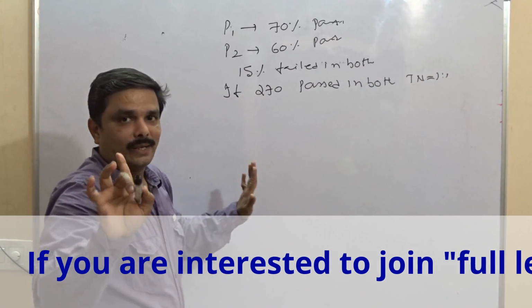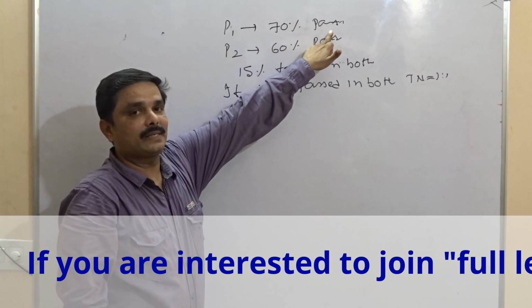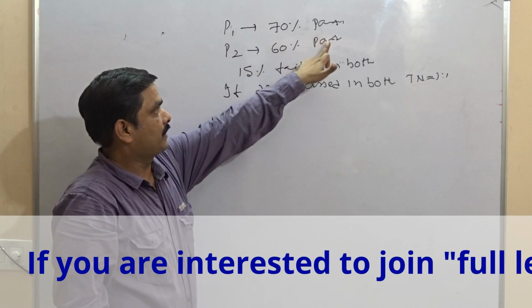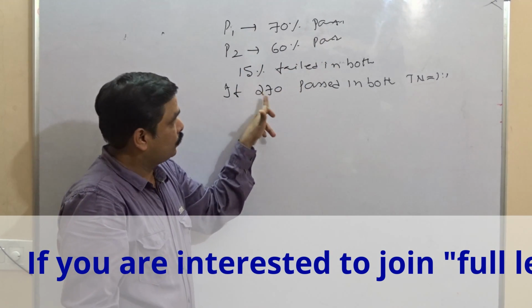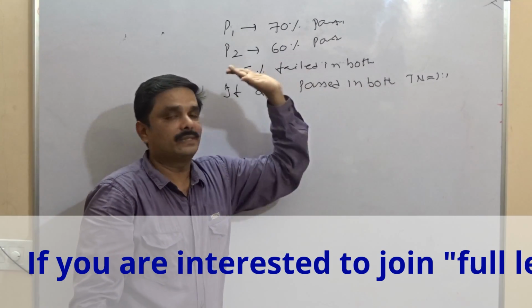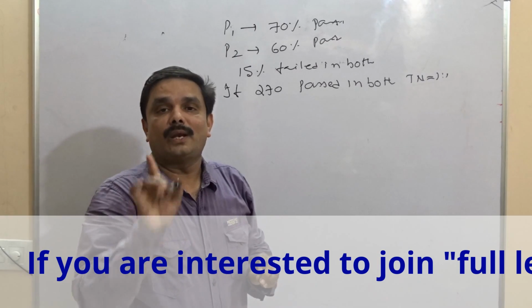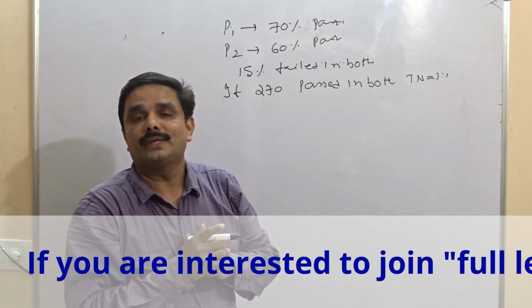Right? I just read out the question for you. In an examination, in paper 1, 70% passed. Paper 2, 60% passed. But 15% failed in both. Then if 270 students passed in both the subjects, what is the total number of students in that class, or whatever it may be? Now how to go for this one?